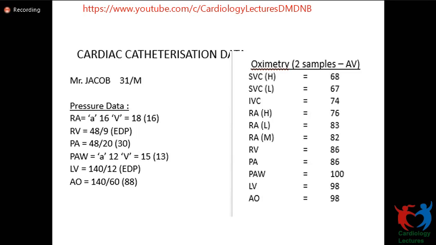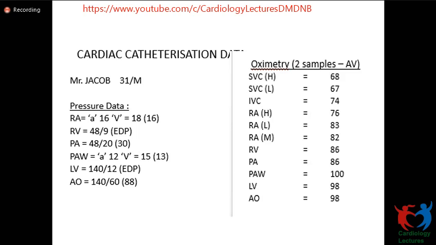What is aortic pressure? Raised to RA. Aortic pressure is 140. So there is a runoff from the aorta, probably it may be a ruptured sinus. Not probably, most likely.